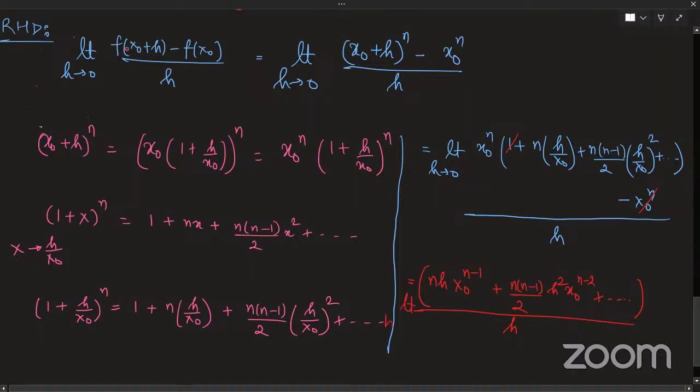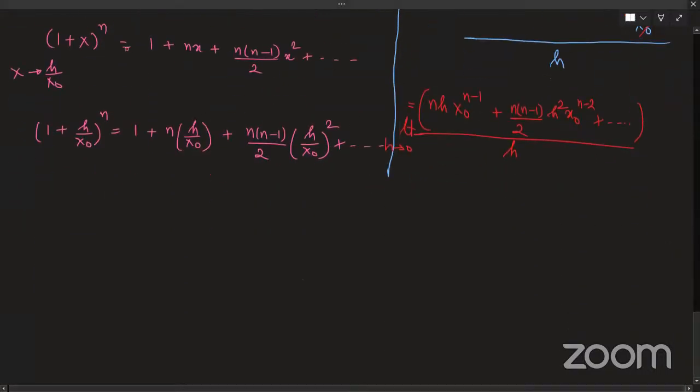And obviously limit h is tending to 0. So can you tell me what will be the value? Anyone? 0 by 0. Okay, great. It is 0 by 0, that is clear. But you have an h in the denominator. You have this h over here in the denominator, and it will also divide the numerator. Yes, it will divide the numerator.